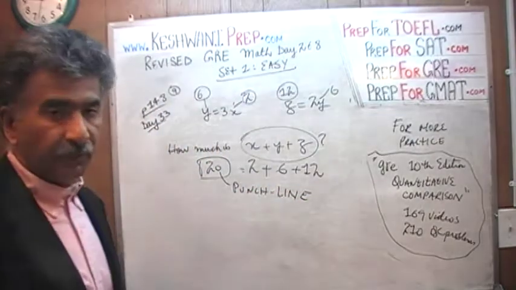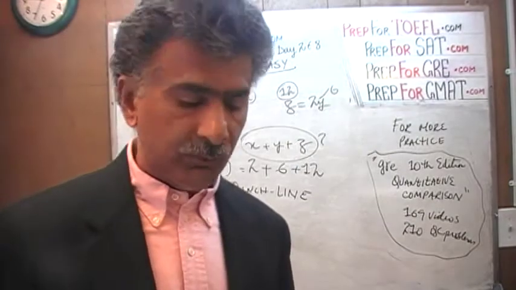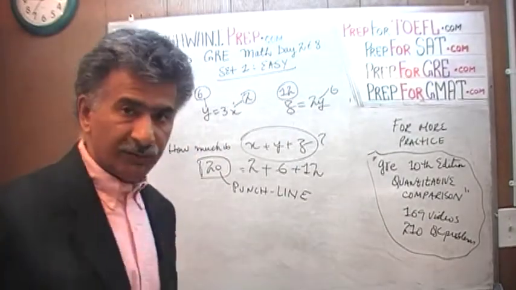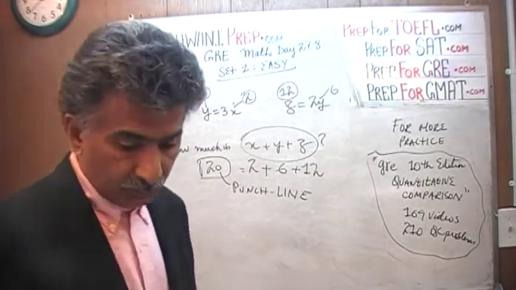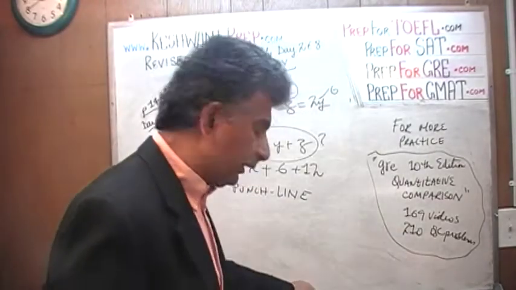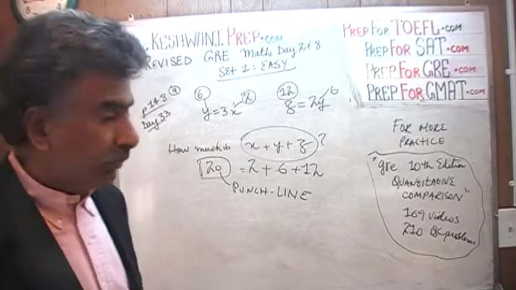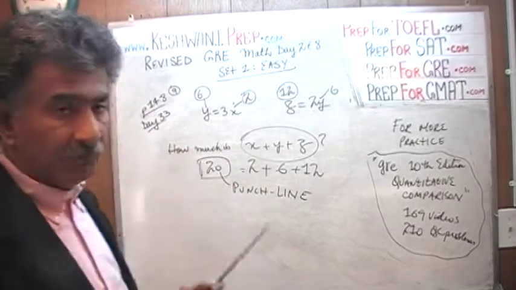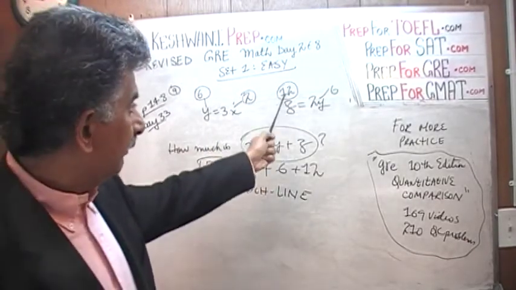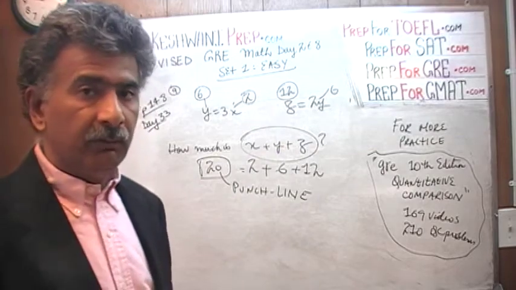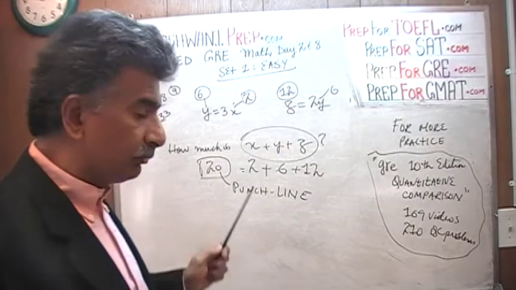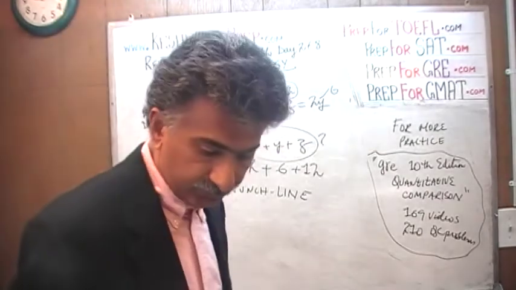When we find the punchline, always put a box around it so that we know what to look for. Now we go through the answer choices, and wherever we see x, we're going to replace it with 2. Wherever we see y, we're going to replace it with 6. And wherever we see z, we're going to replace it with 12, until we find something that gives us our punchline, which is 20.